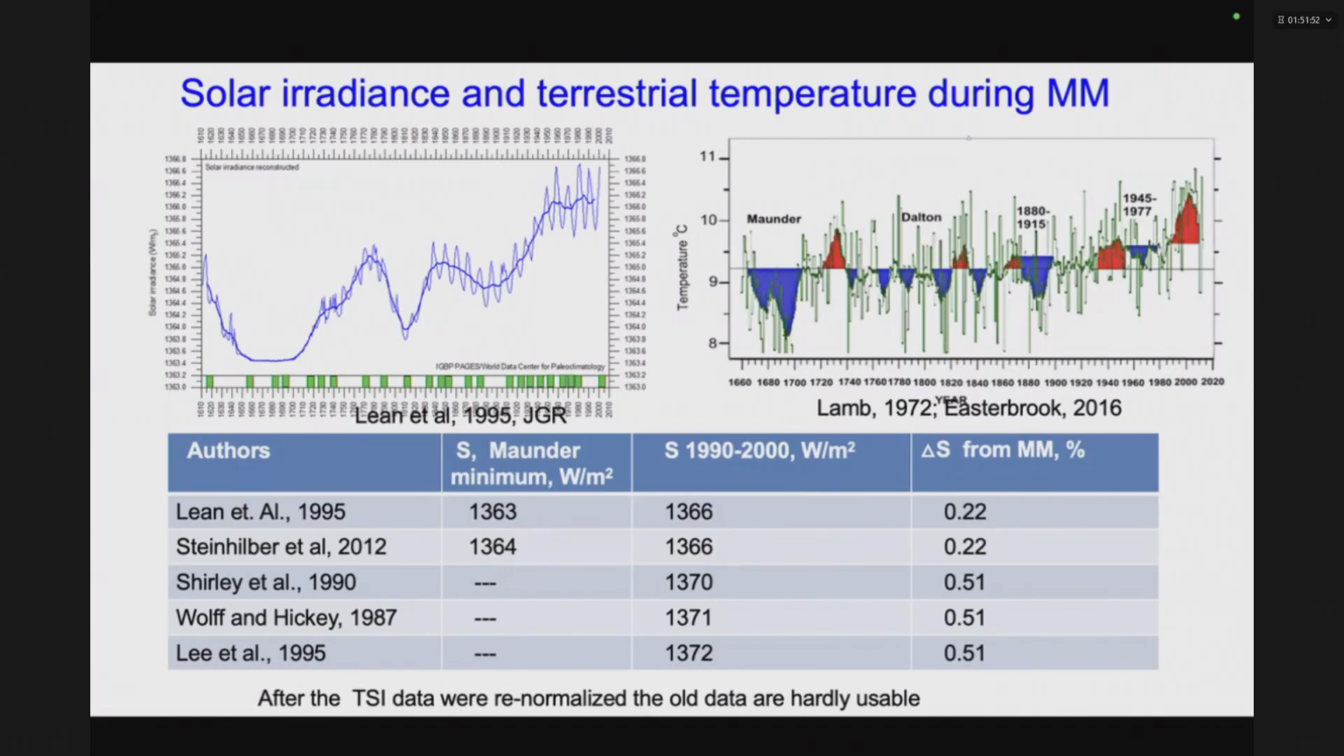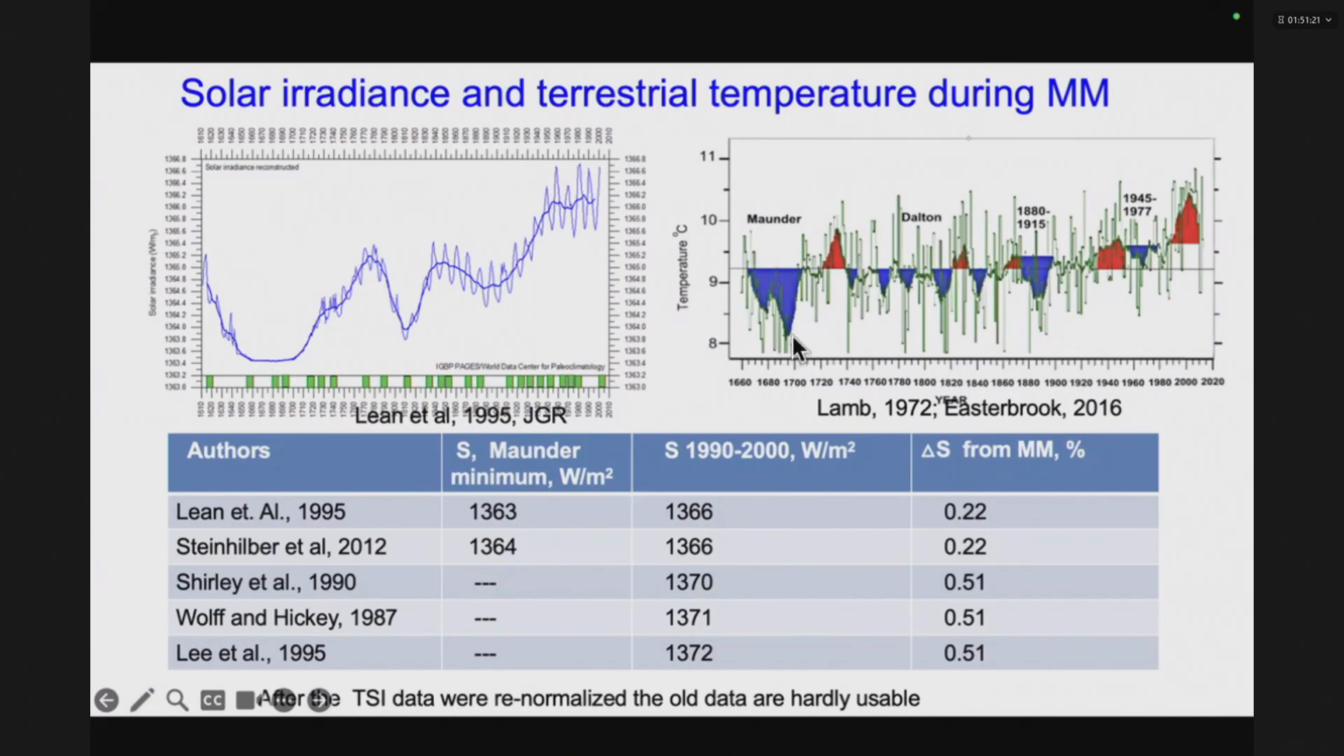And here are results derived for how much it is reduced by Hibler, Lean, Shirley, and others. They mostly agree with one another. What it actually leads to is the graph on the top right corner. You can see the temperature variation built by Lamb and Easterbrook, 2016. They show that during the minimum there is a strong reduction of the temperature by 1 degree on average.